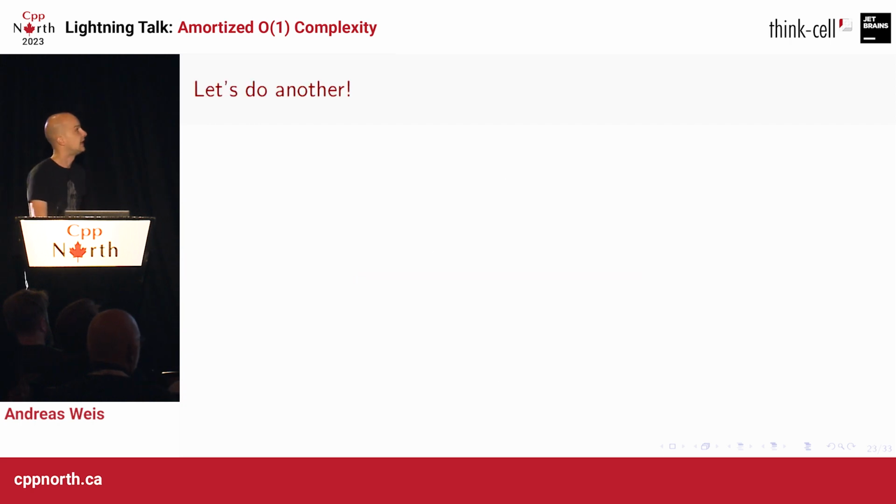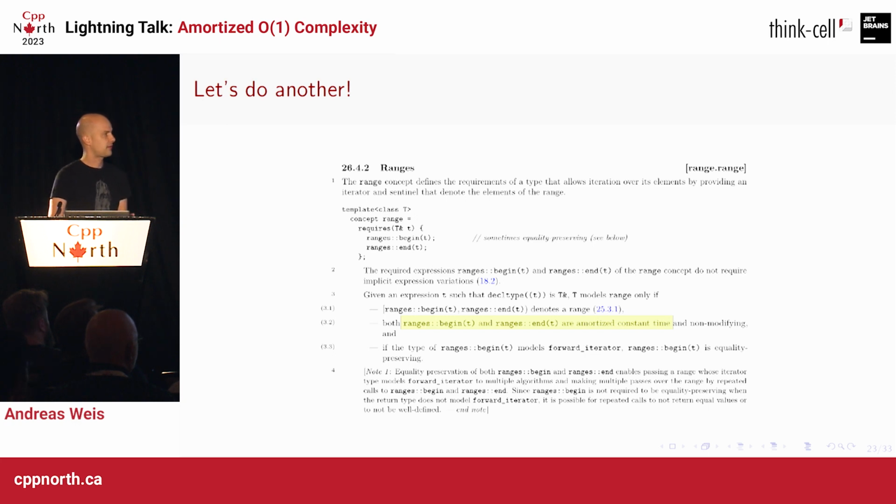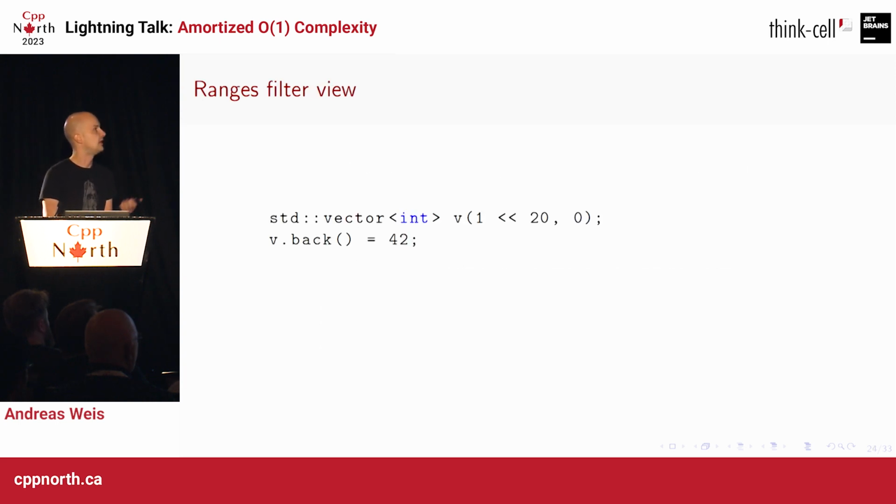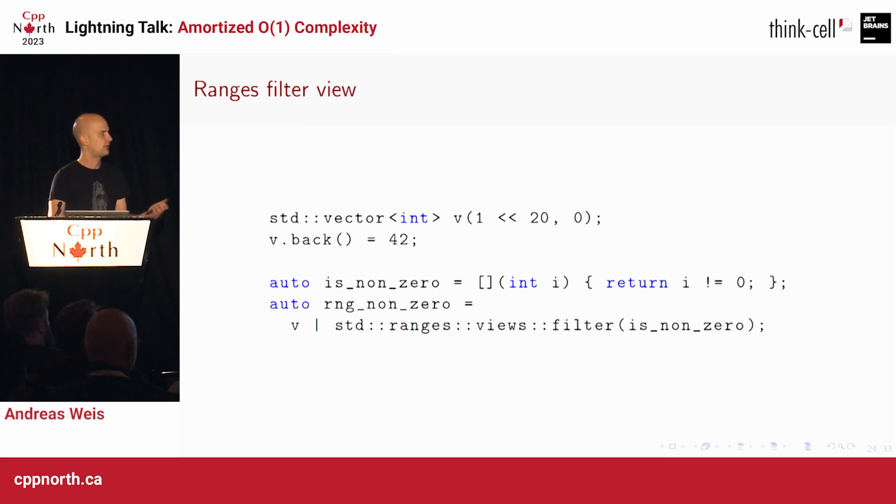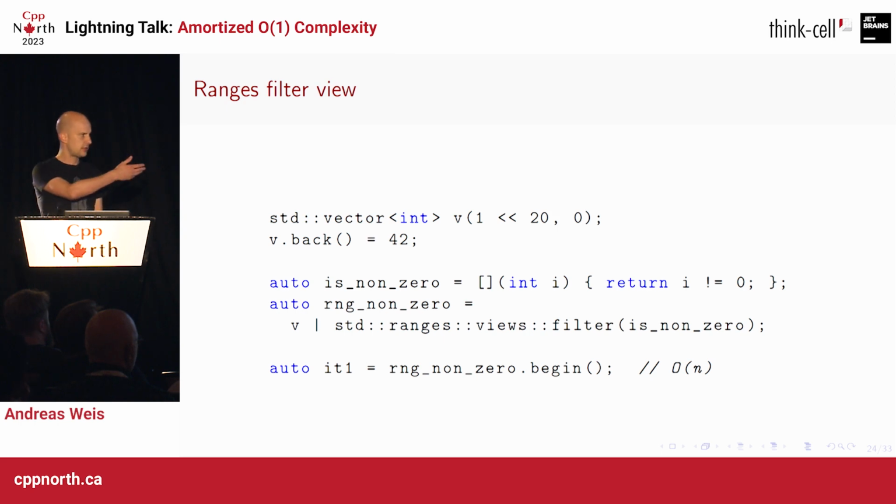So yay! And we still have some time left, so let's do another one for good measure. If you look at the standard, then it says for the ranges begin operation that it has amortized constant complexity. So let's look at how this works. Let's say I have a vector with a bunch of elements, and there's one particular element that I want to get to. So I'm using a filter view to filter out all of the boring zeros to get me to that interesting element. And now obtaining the iterator to this, of course, has linear complexity because the filter view will have to skip over all the zeros until it gets to the interesting element.